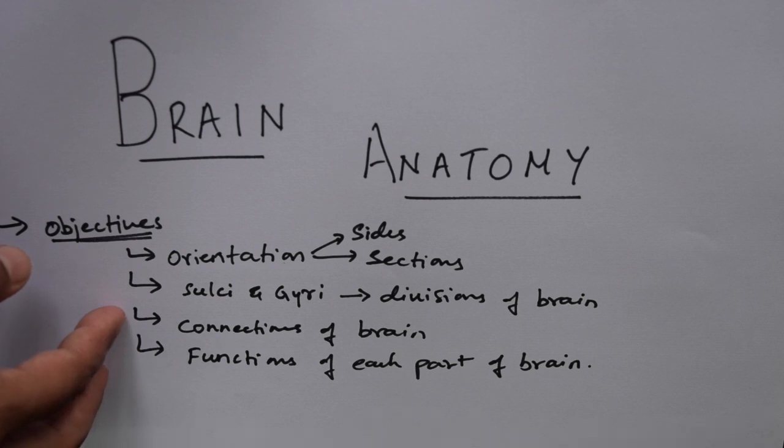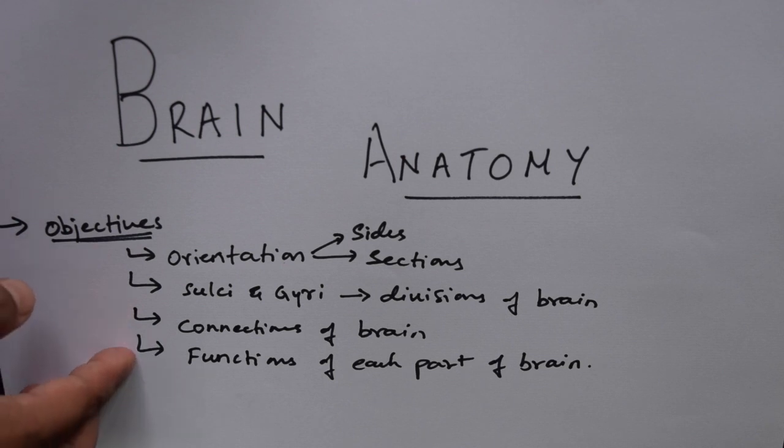And then there are certain connections where one part of the brain is communicating with the other part of the brain. So how are these connections in the brain? We'll be learning that. And lastly, we'll also be learning the function of each part of the brain.